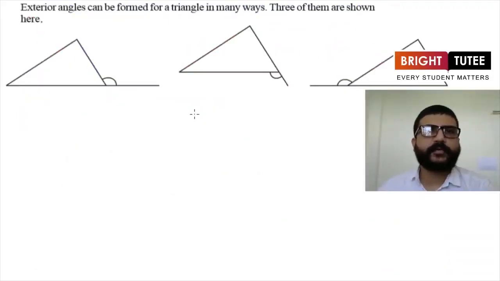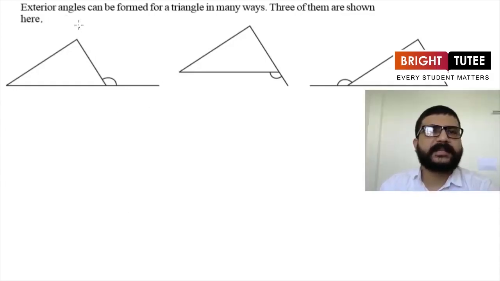Now let's see a few questions based on the exterior angle property. In this question, exterior angles can be formed for a triangle in many ways. Three of them are shown here. As we can see, three figures are given. These three figures represent three ways to form an exterior angle, and we have to tell how many other ways are possible and which of them, and draw their rough sketches.